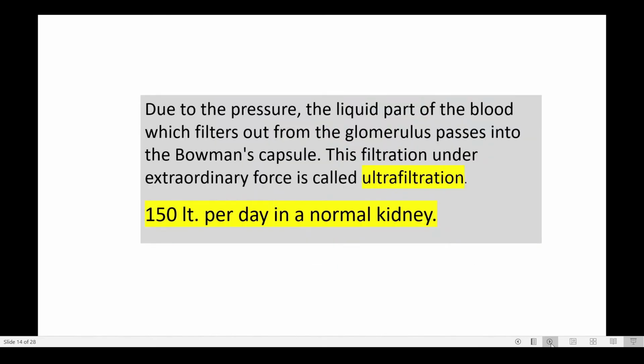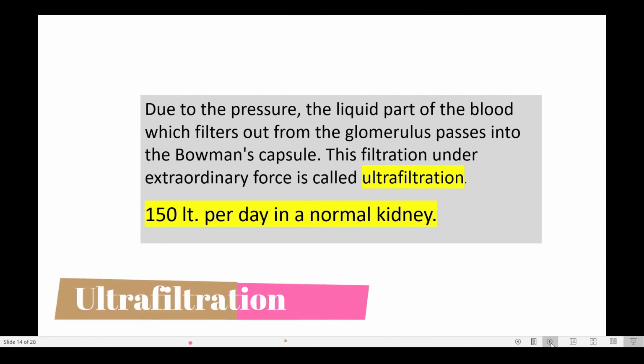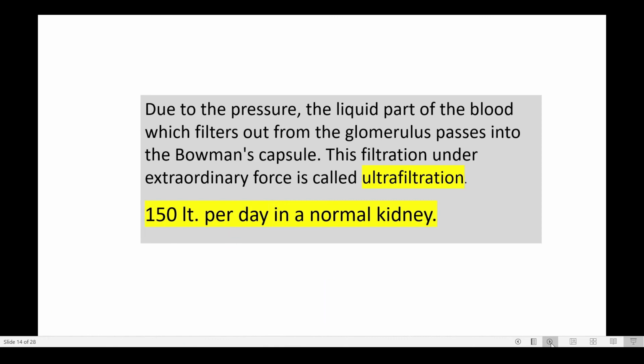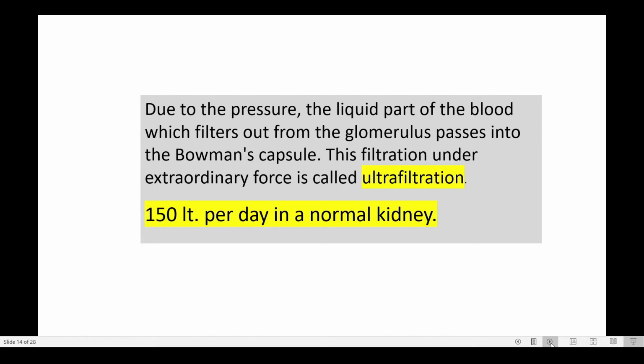So what is ultrafiltration? This is the first part of the function of the nephron. Due to the pressure, the liquid part of the blood which filters out from the glomerulus and passes into the Bowman's capsule is known as the ultrafiltration. That means this is a filtration which is taking place under extraordinary force.